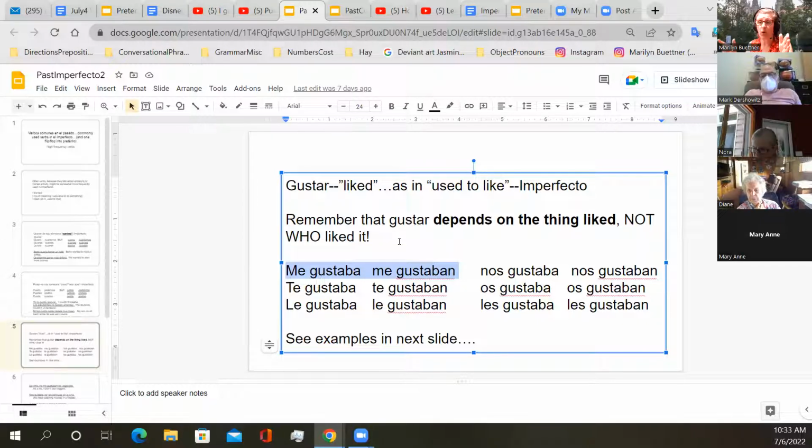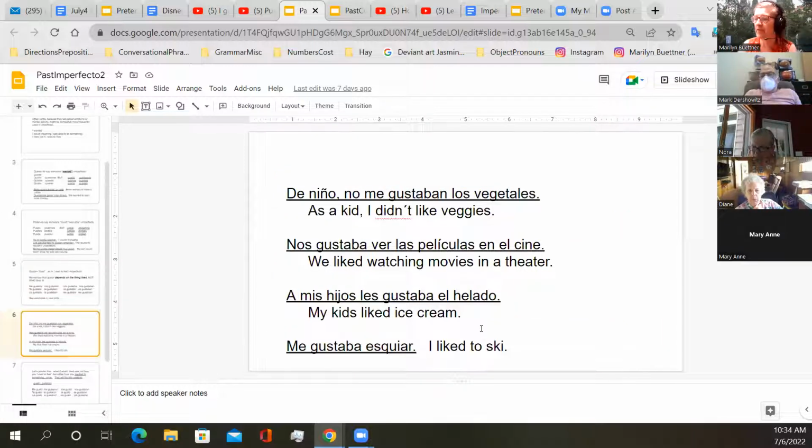Gustaba, for one thing was pleasing to me, or an activity maybe was pleasing to me, or gustaban, for plural things, I liked them. Por ejemplo, me gustaban los chocolates. I used to like chocolates. I liked chocolates. I don't know how often, I just liked them in general, right? So here are all the forms that gustar will take. And remember, we have to tag on a little extra pronoun with these. The little pronoun tells who liked it, but it has nothing to do with the tense. So it'll always be either gustaba, one thing was pleasing to somebody, or gustaban, these things, plural, were pleasing to somebody. That's the way gustar works. It's different than the other verbs, right?